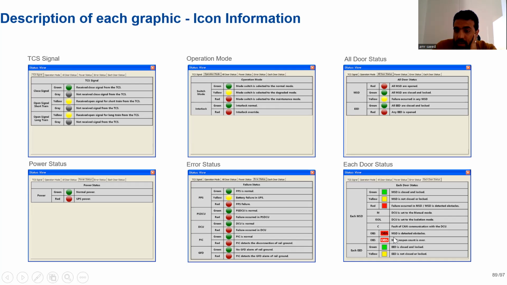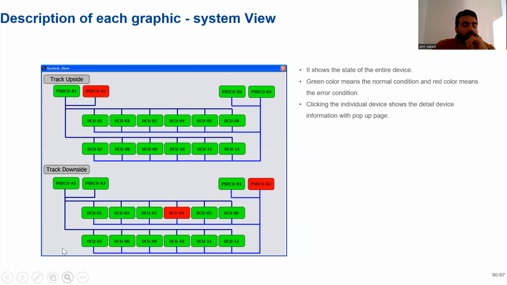Here you can find obstacle and MSD reopen, and for EED the same. Description of it, you can find here. PSCC A1 is working. We have also PSCC A2, PSCC P1, PSCC B2. This is the same for track downside, track upside and track downside, and this is redundancy in case of a failure of any system. You will find that the other device goes into operation directly.